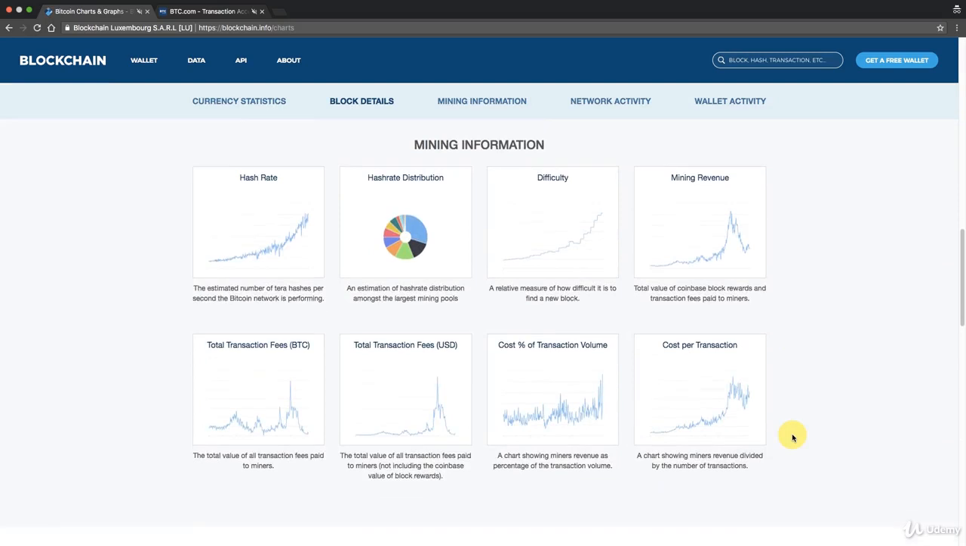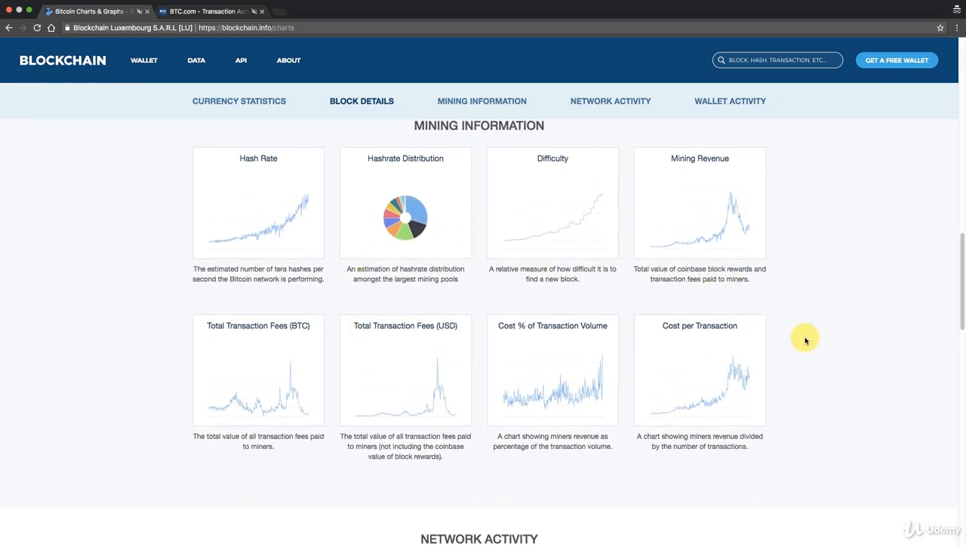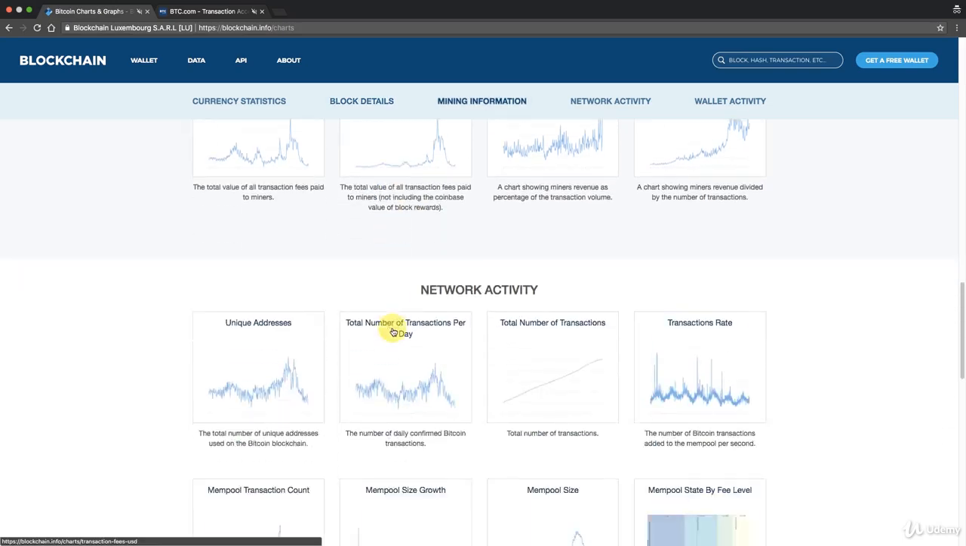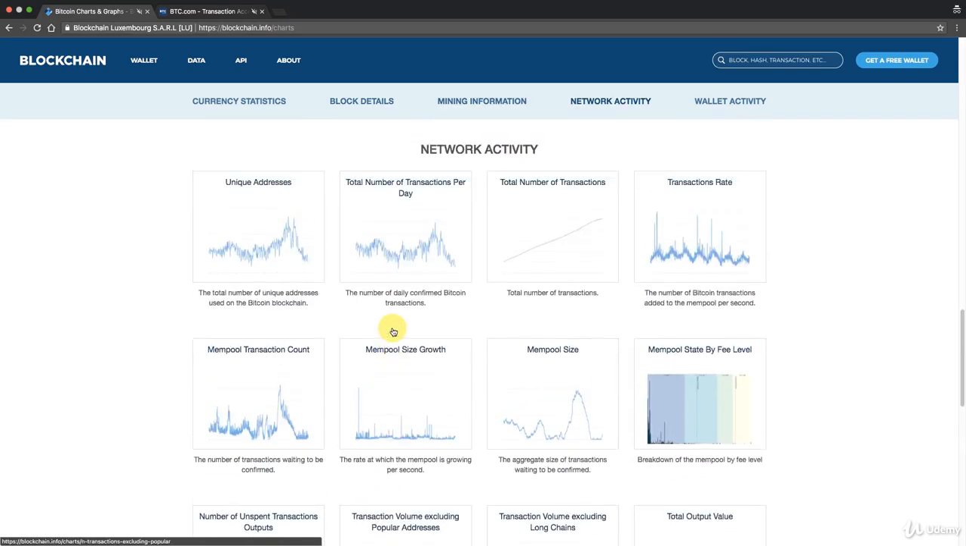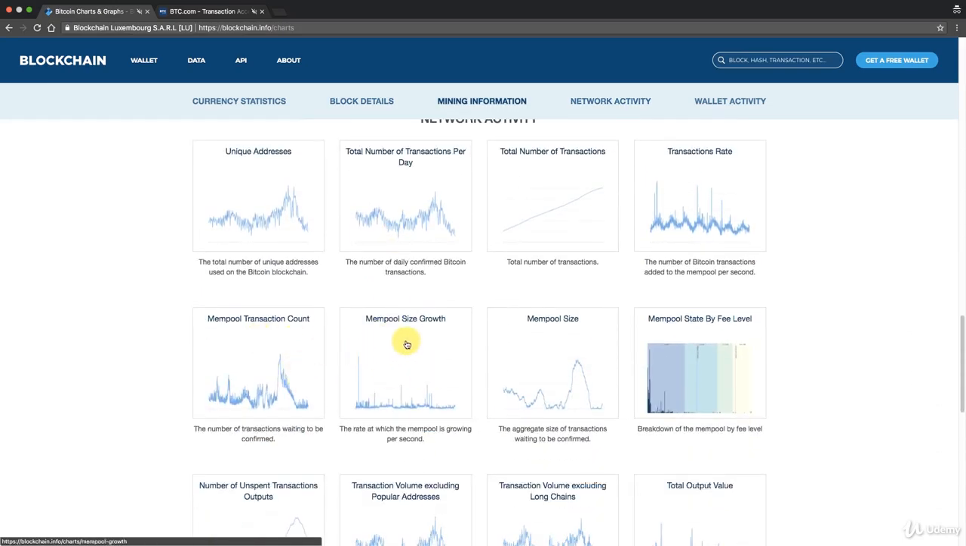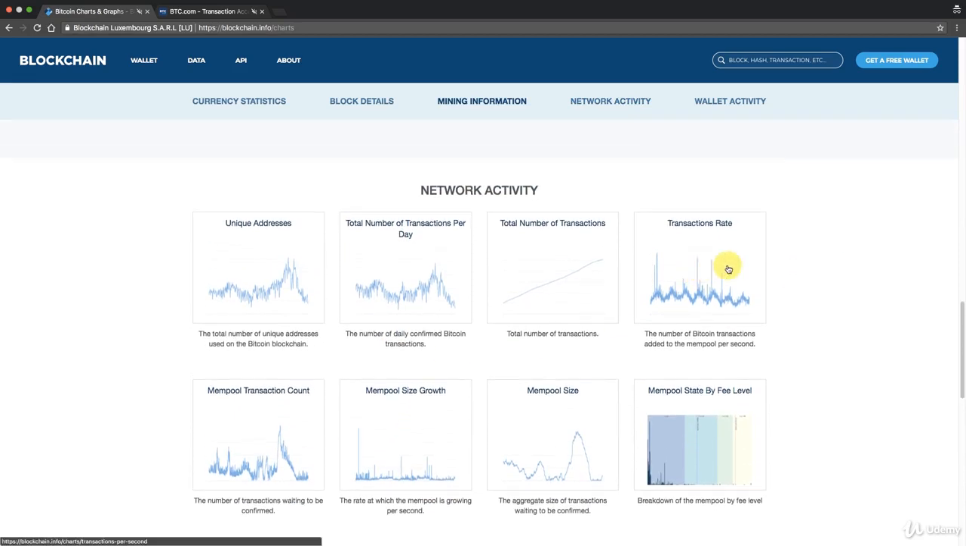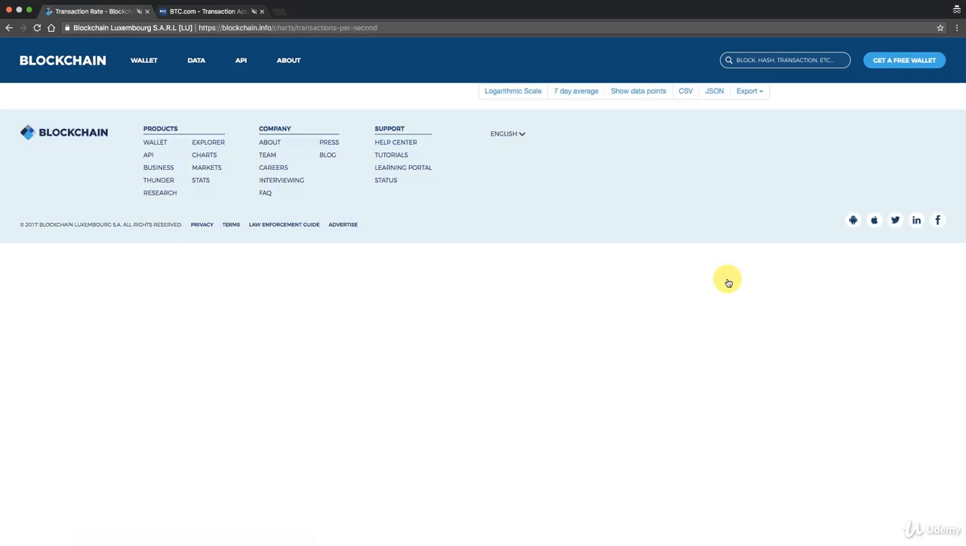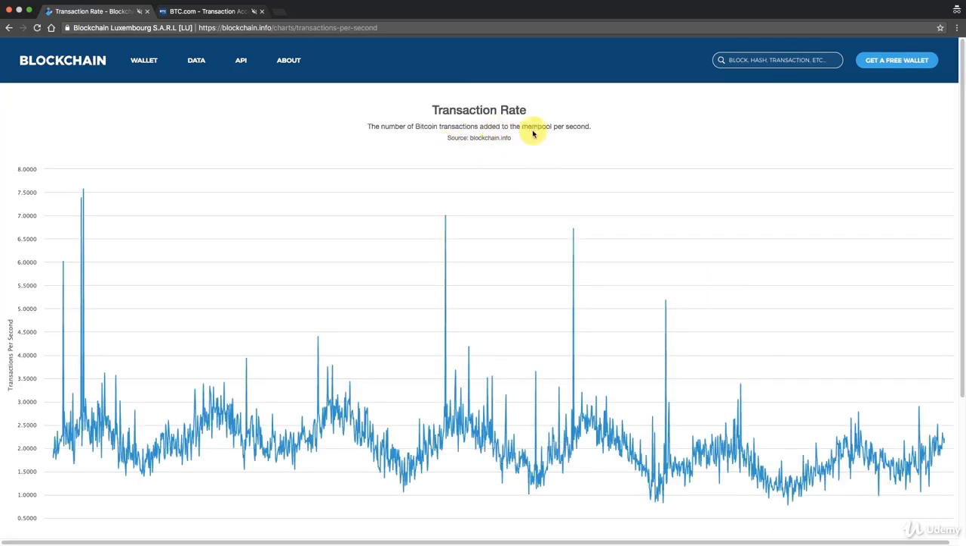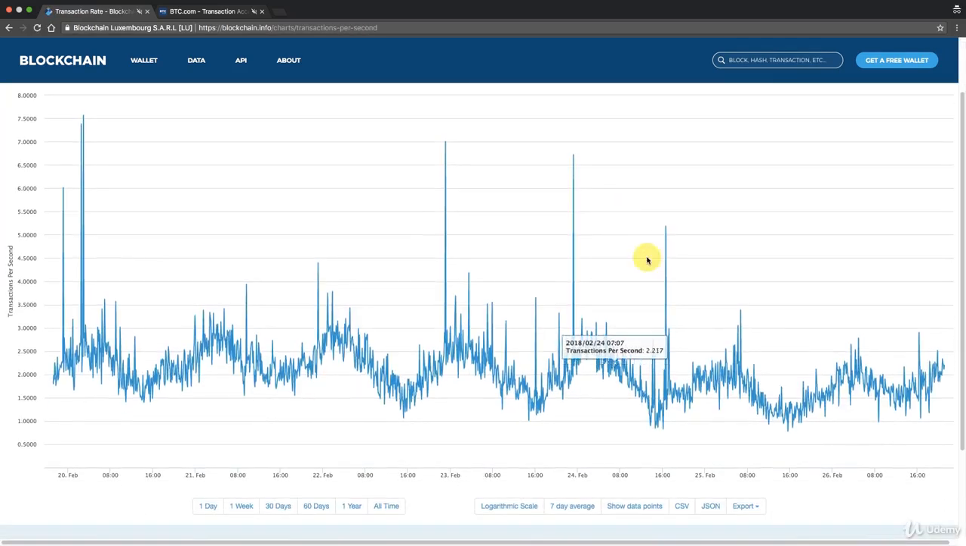So have a look around if you haven't yet, and maybe you'll find this cost percentage of transaction volume, cost per transaction, different charts that you might find interesting. There's some on Mempool, but we'll talk more about Mempool later on. There's transaction rate. How many transactions are added to the Mempool per second? This is the speed at which transactions are being added.